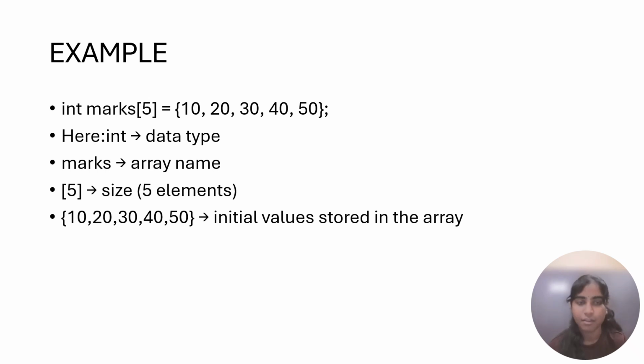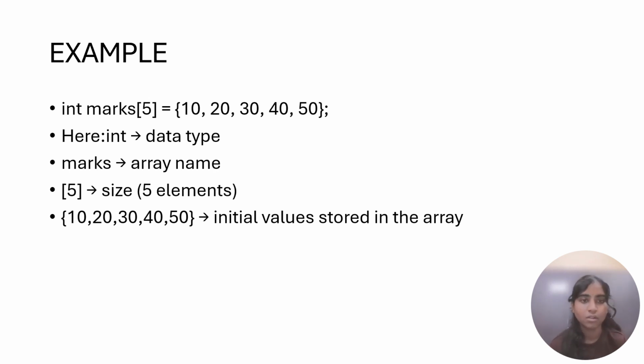So int marks[5], the previous example, with 10, 20, 30 and so on. Here int is the data type, marks is the array name, and 5 is the size. That means 5 elements are stored in the array. So 10, 20, 30, 40, 50 are the initial values stored in the array.